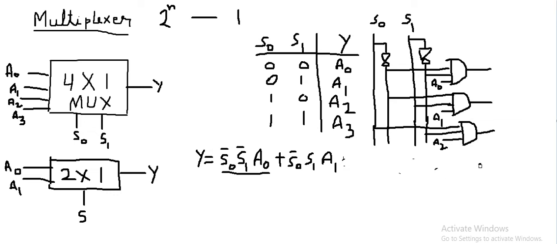So I will write here S0, and S0 is 1, S1 is 1, then A3, right? So this is like S0, S1, and A3. And these are fed to this AND gate, right? And this is your AND gate.